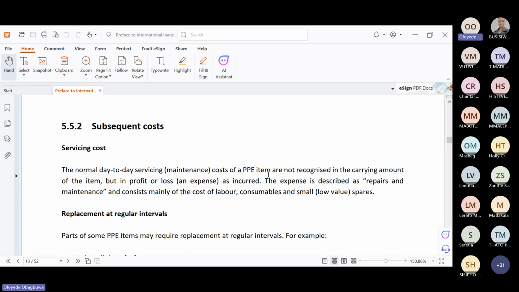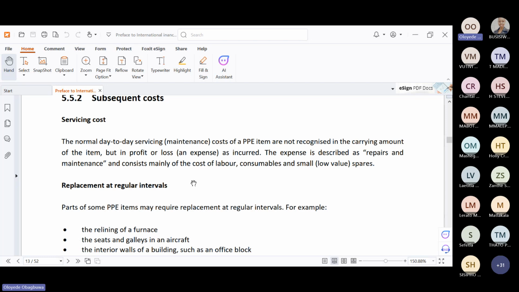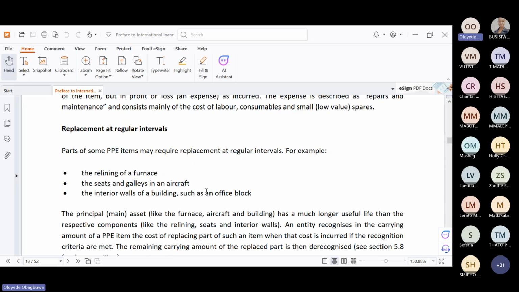You talk about subsequent costs, servicing costs. The normal day-to-day servicing and maintenance costs of a PPE item are not recognized in the carrying amount of the item, but in profit and loss. This is what I've just explained. If this is a service cost, the expense is described as repairs and maintenance and consists mainly of the cost of labor, consumables, and small low values. Okay, so if the value is low and is related to labor and consumables, such will not be capitalized.